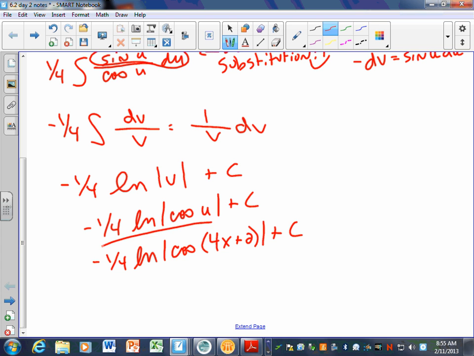+2. And that would be your answer. Does that show up very often? No. But it could show up. So just remember that if you see a trig function that we don't have an integral for, there's probably going to be a substitution where you have to change it to a quotient and then do a little substitution from there. That's exciting, right?